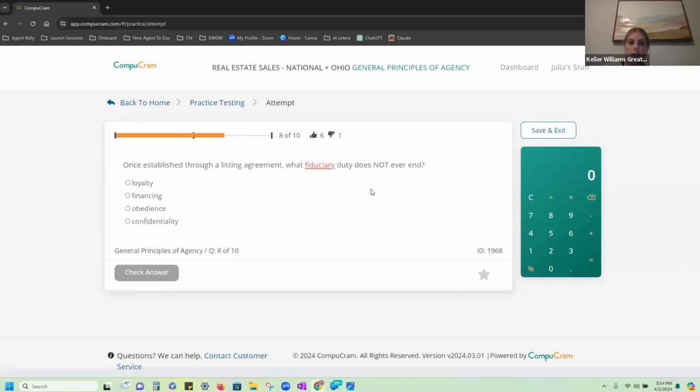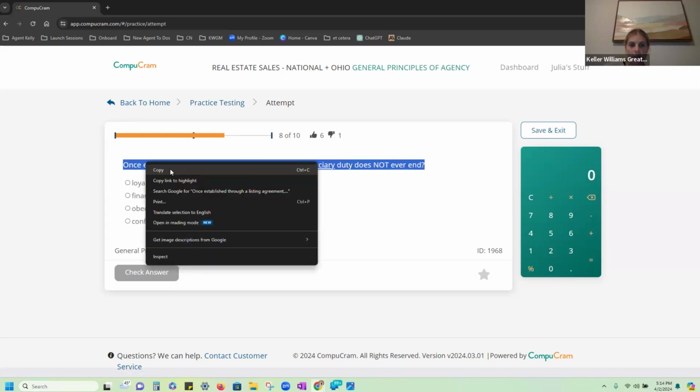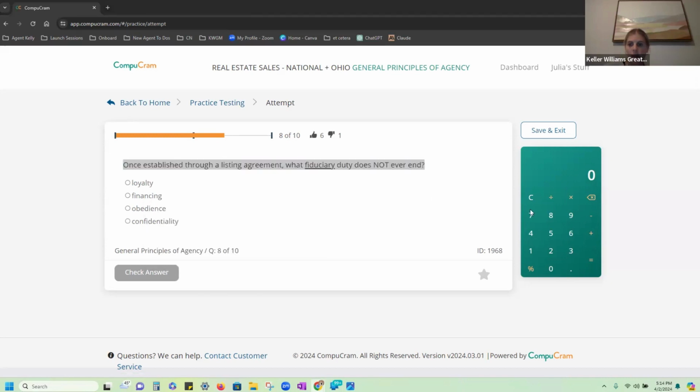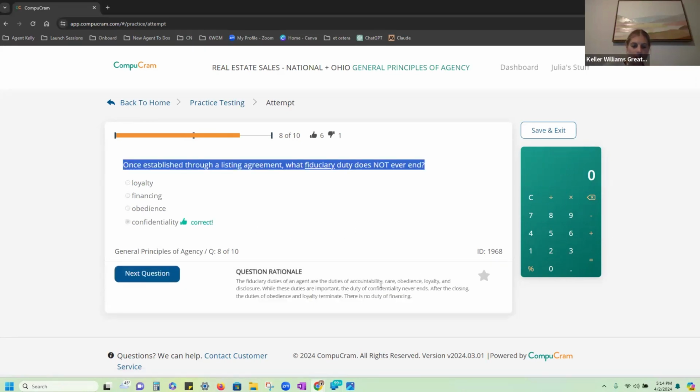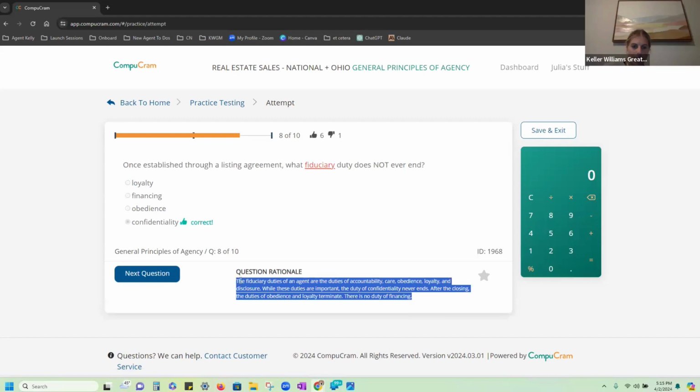Once established through a listing agreement, what fiduciary duty does not ever end? A, loyalty, B, financing, C, obedience, or D, confidentiality. Right. D, good job. Yes. Confidentiality never ends.